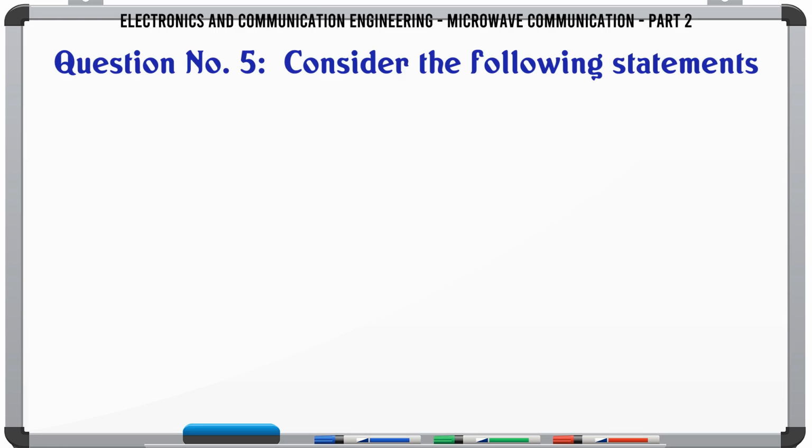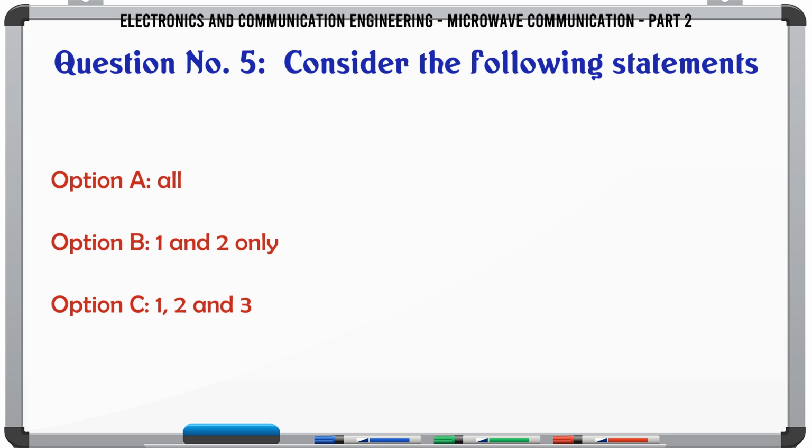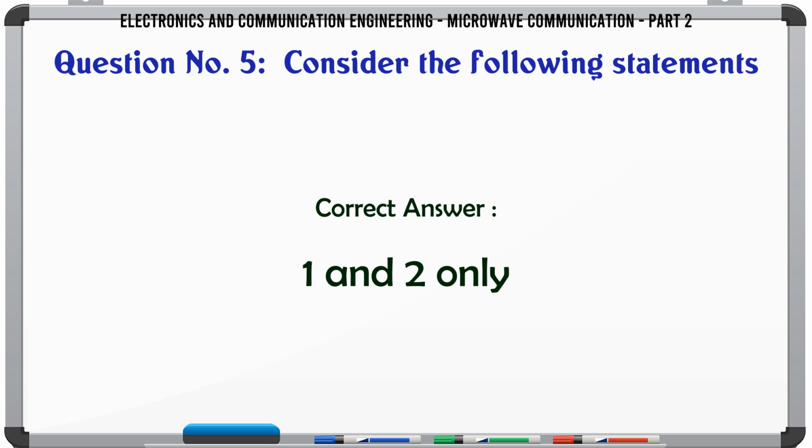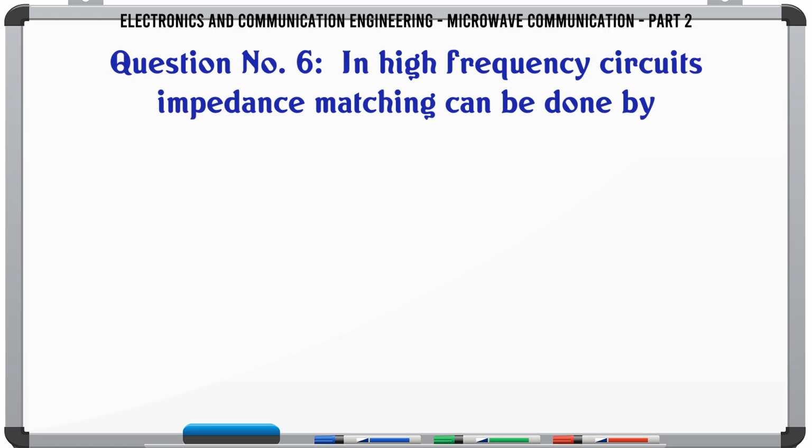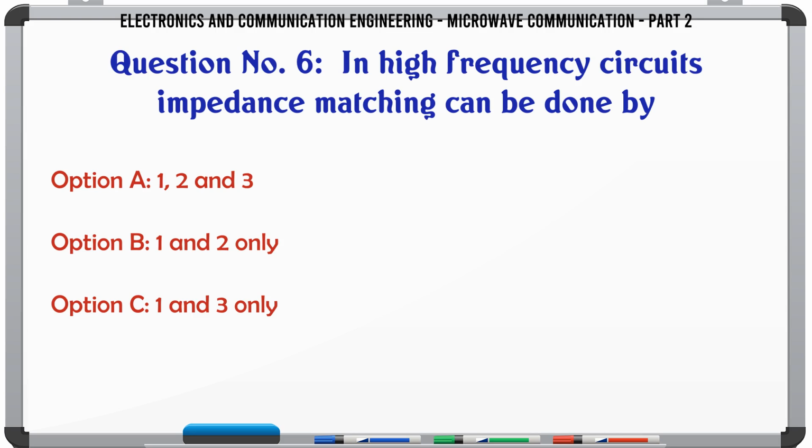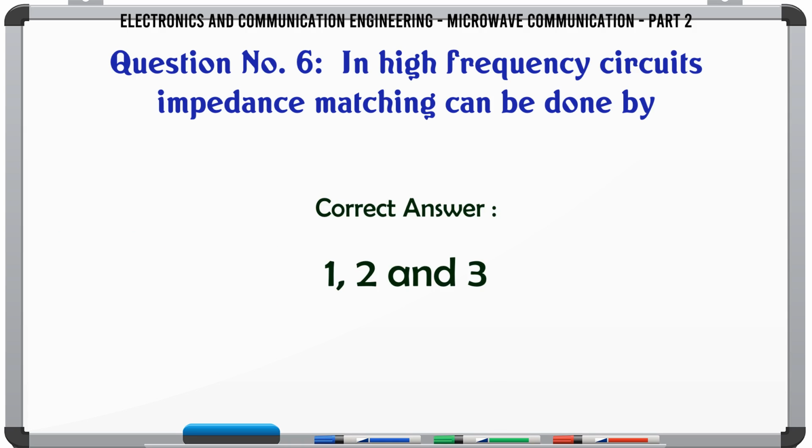Consider the following statements. A: all. B: 1 and 2 only. C: 1, 2 and 3. D: 1, 2 and 4. The correct answer is 1 and 2 only. In high-frequency circuits, impedance matching can be done by A: 1, 2 and 3. B: 1 and 2 only. C: 1 and 3 only. D: 2 and 3 only. The correct answer is 1, 2 and 3.